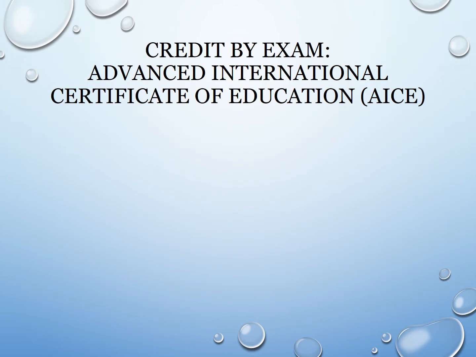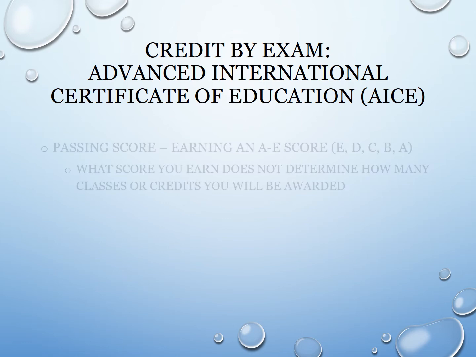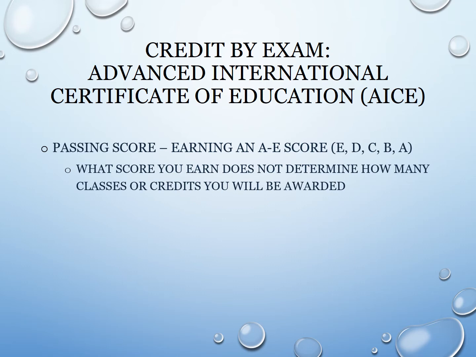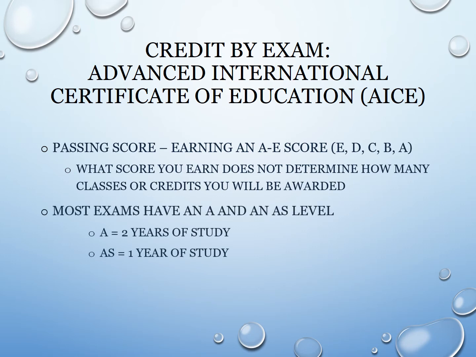ACE. I'm not going to say the whole name. It's exhausting. But if we're talking about ACE, ACE is a little bit different than AP/IB. For a passing score for ACE, the student is going to earn an A through E score, which sounds kind of weird, but don't worry about it. If a student says that they passed ACE, that's really all that you need to know. The score you earn does not determine how many classes or credits you're going to be awarded. So it's really just did they pass the exam or not. What's going to determine how many credit hours they may or may not receive is whether they took the class as an A or an AS level. That's going to be determined by what row you're looking at, which we'll see in a second when we jump to the next slide.